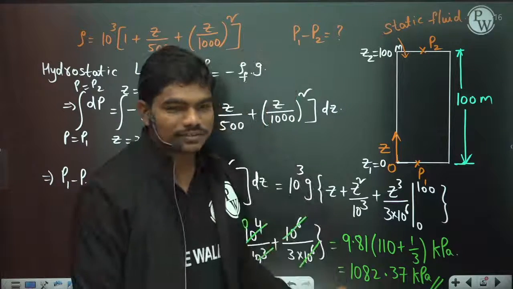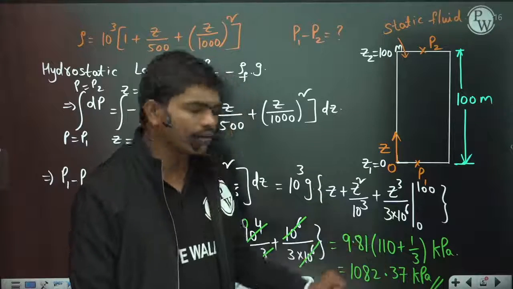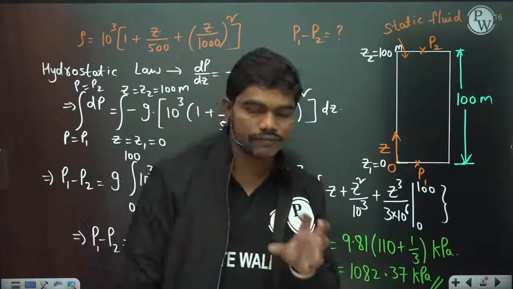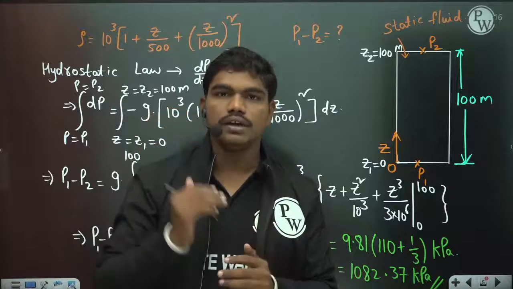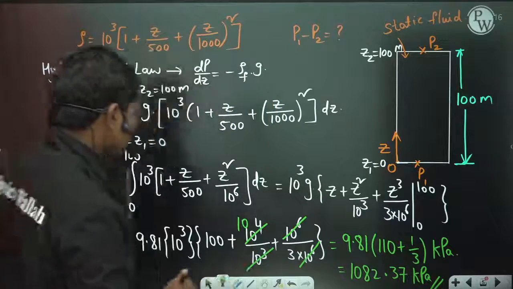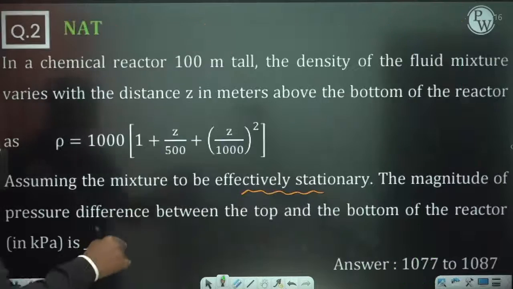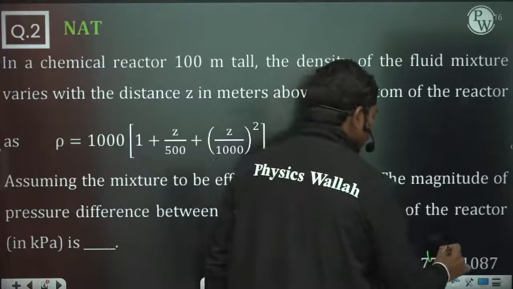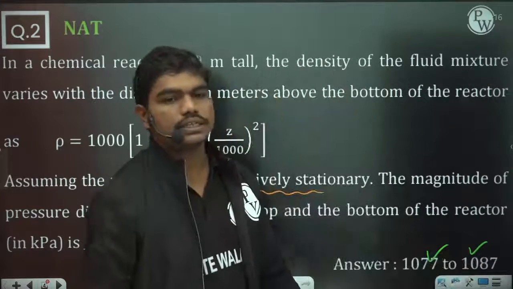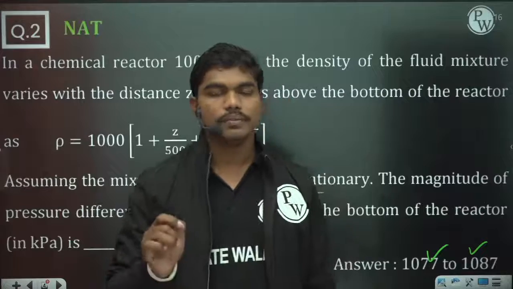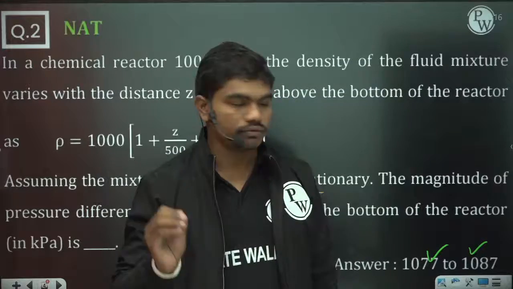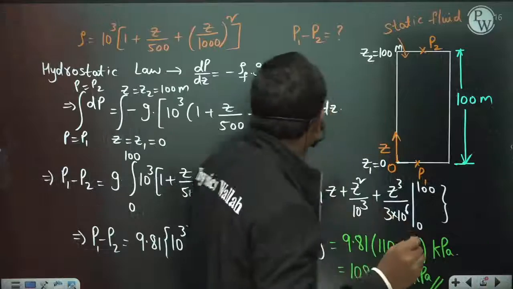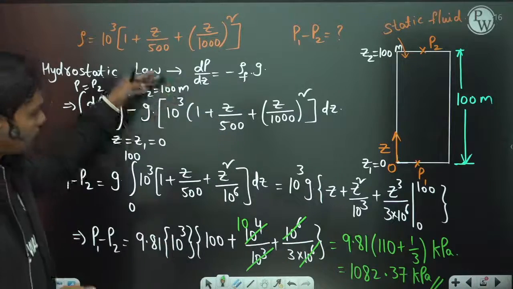Okay, fine, good. So this is how we get the pressure difference between the bottom and top of the chemical reactor. Let us see the answer: 1082.37. Yes, 1077 to 1087, so this answer is within this range. Whenever they give you density as some function of Z, just replace the density with this function of Z and go for the integration.